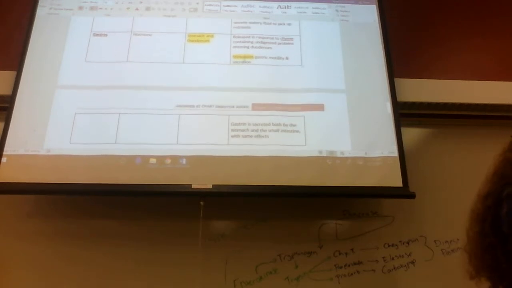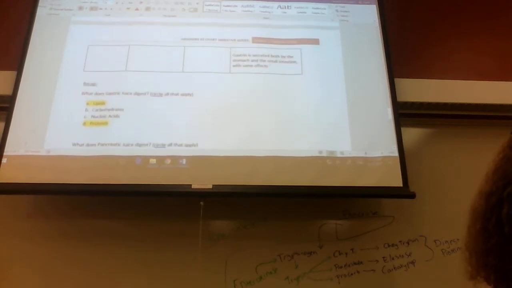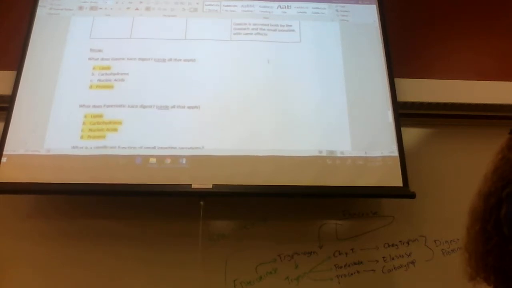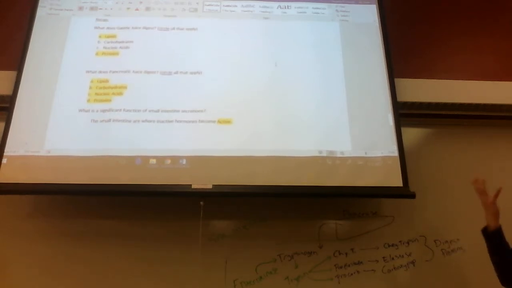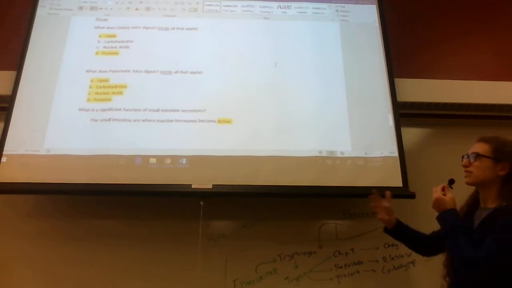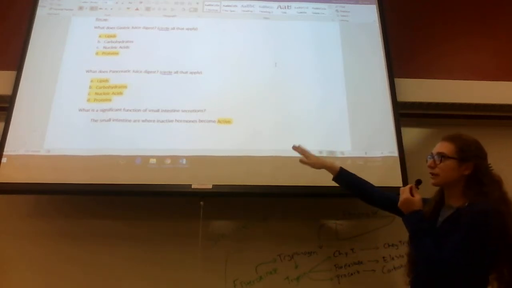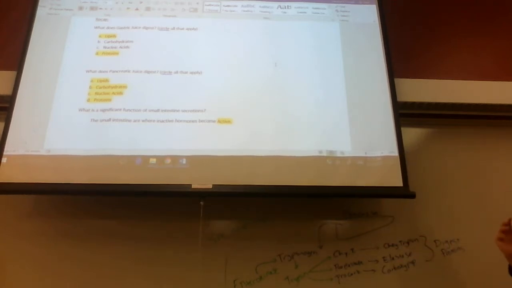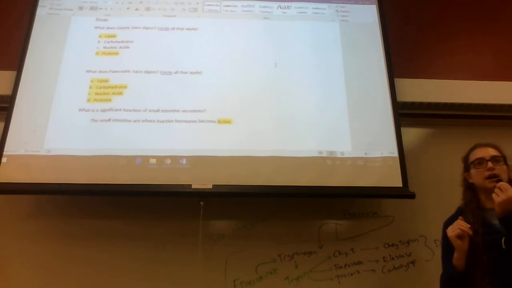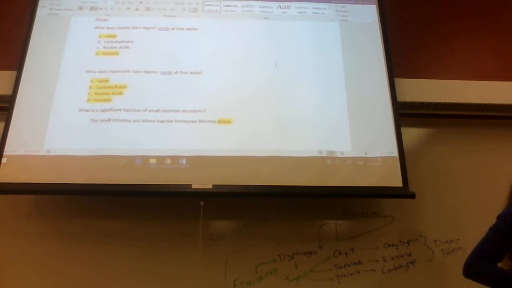So gastrin is pretty much the only one that stimulates gastric motility. Gastrin is secreted by both the stomach and small intestine and has the same effects. So just a little bit of a recap. What does gastric juice digest? Lipids and proteins. Pancreatic juice digests everything else: lipids, carbs, nucleic acids, and proteins. So I like my pancreas very much. My stomach can go elsewhere. I could care less for it.